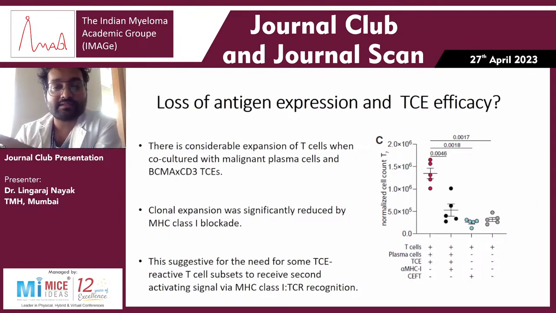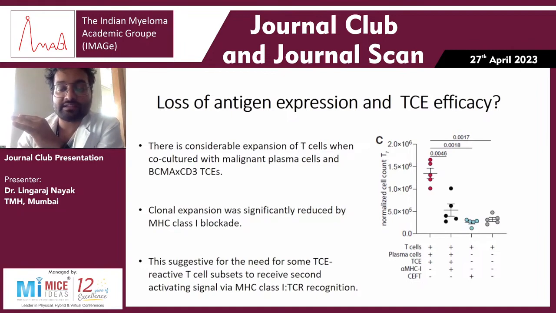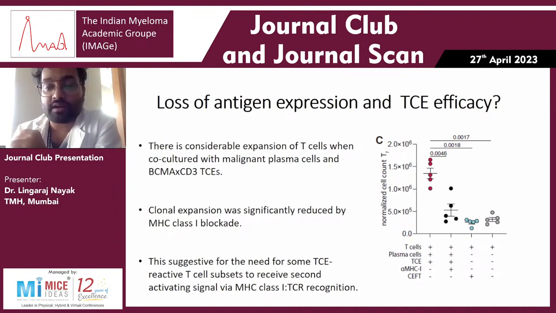So what they have done is they've co-cultured the T cell, the plasma cell, and the T cell engager, and an antibody which is going to block the MHC1. They found that without the MHC1 blockade, there is a good expansion at time point T7. But when they use an MHC1 blockade, the expansion is decreased. So probably this is also one of the mechanisms of resistance, where the loss of MHC1 leads to primary resistance to T-cell engager therapy.